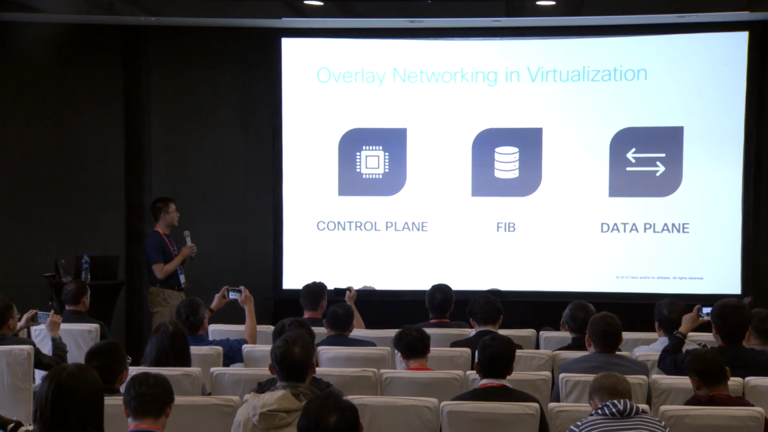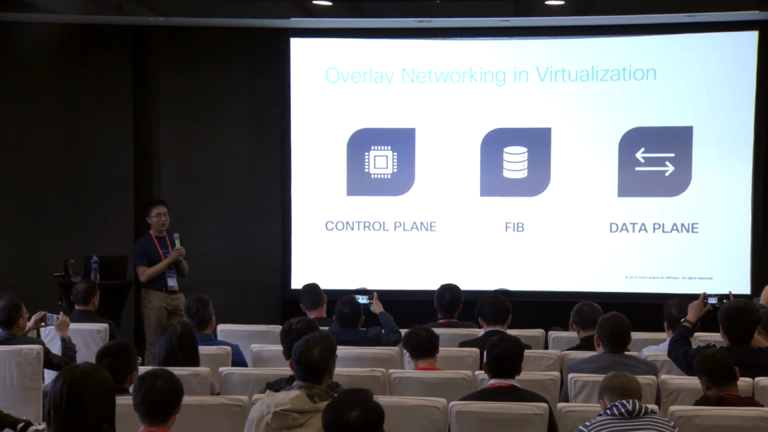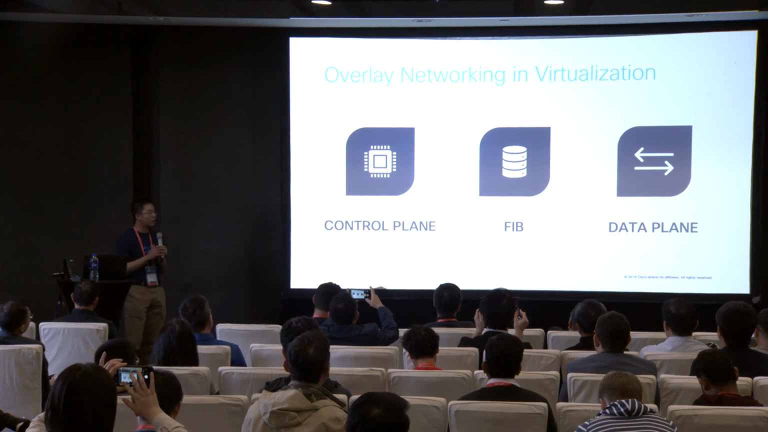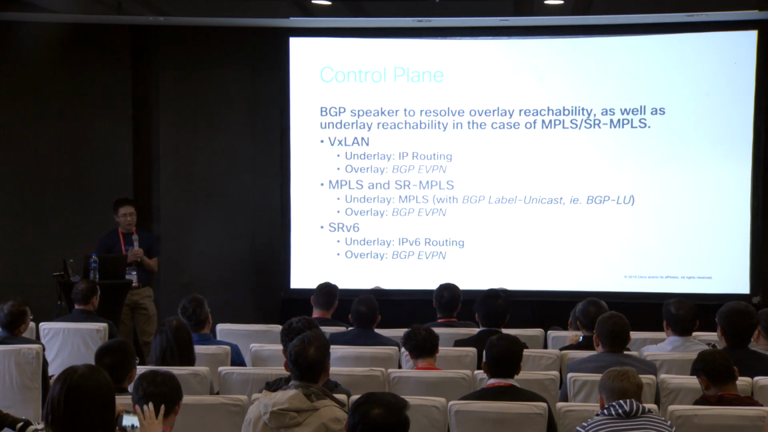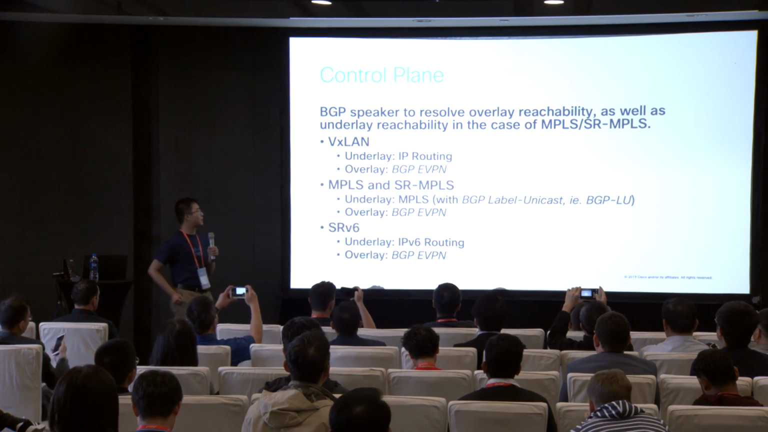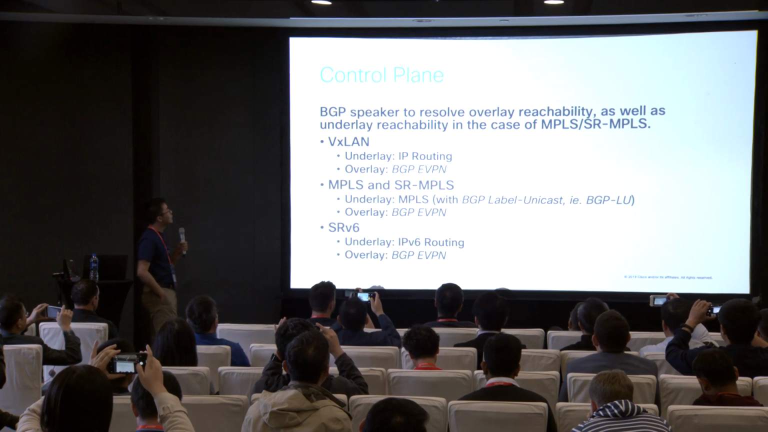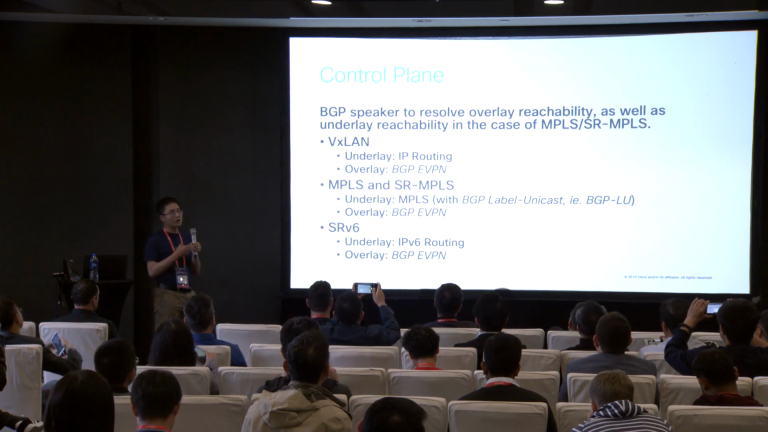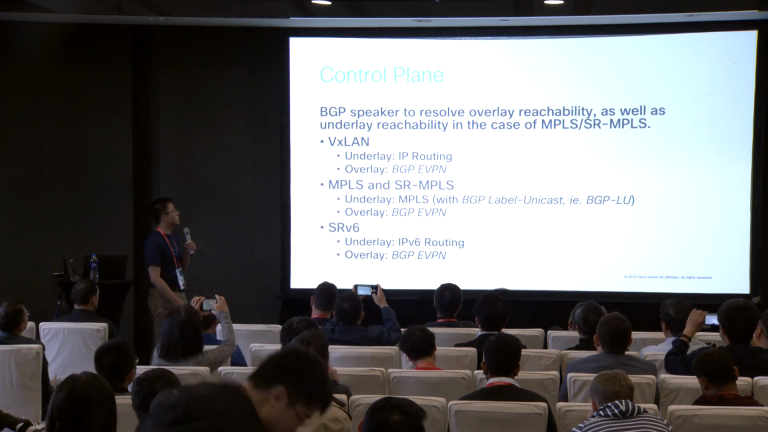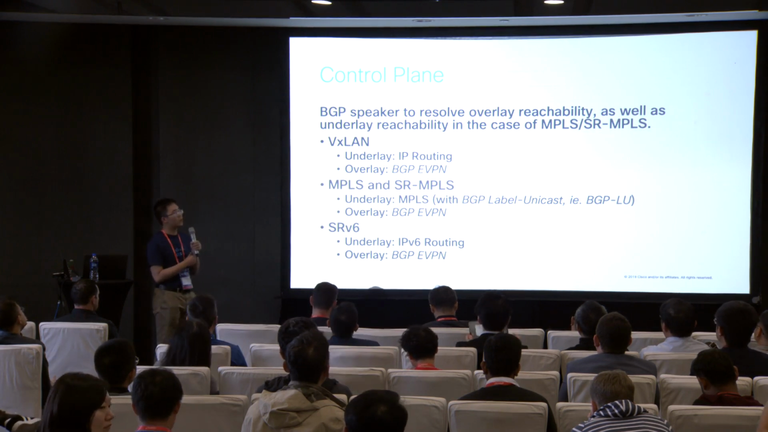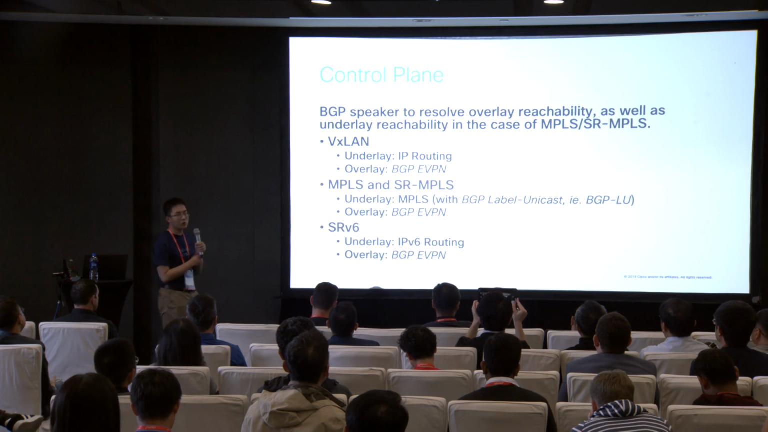So we need a control plane, and then we need a FIP, and then we need a data plane. So there are three key components. So let's do a little deep dive on this. The control plane we mentioned before is basically BGP-EVPN. And in order to have this control plane implemented, we need a BGP speaker. The BGP speaker here is basically to resolve the overlay reachability information over the EVPN protocol.